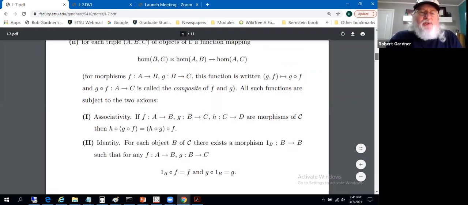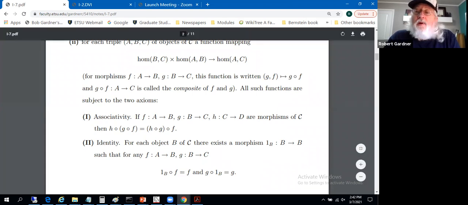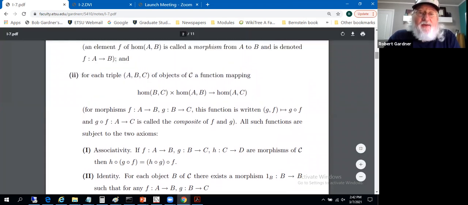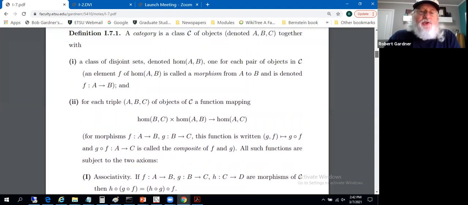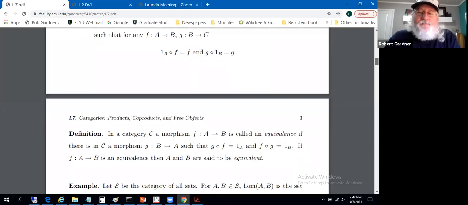So to establish something as a category, we need this existence of the 1_B's on object B for any object in the category. We need the morphisms when they compose to compose in an associative way. We need a definition of a morphism composition, and we need the collection of morphisms. So that's what a category is formally.